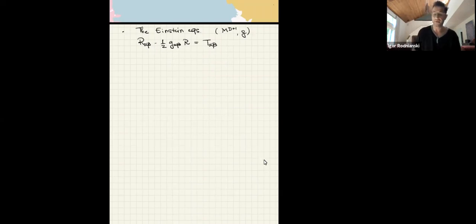represents the gravitational degrees of freedom, and the right-hand side represents matter. There will be two different models of matter that I'm going to consider in this talk. The first example is, again, very familiar, where T is identically equal to 0. That's the vacuum case.